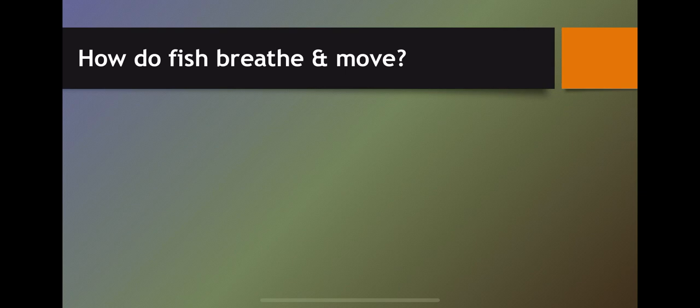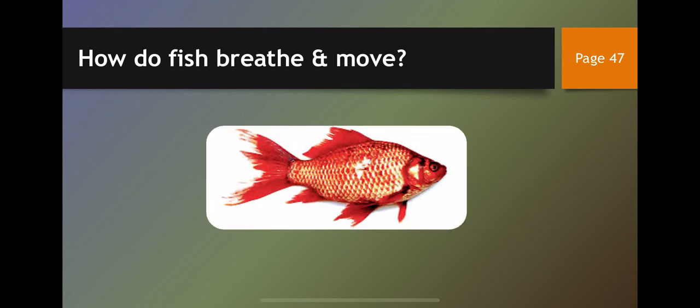First, we are going to talk about how fish breathe and move. If you remember, we said that the animals use their structures to get their needs. Let's see, what does this fish use so it gets its needs? First of all, let's talk about breathing. What are the structures that the fish use to breathe?